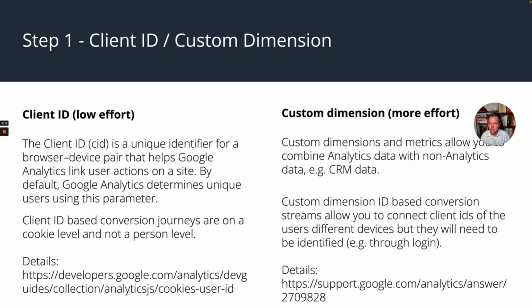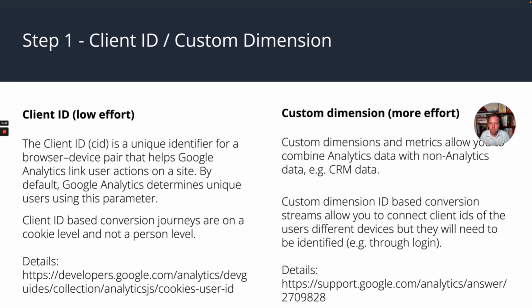So number 1, client ID, what we do today. I'm not going to read the whole text here, but essentially, it's an identifier for Google Analytics to analyze the whole journey. It's the Google cookie, so to say. So what that means, when we work with client ID based conversion journeys, we are on a cookie level and we're not on a person level. So we don't do person attribution.